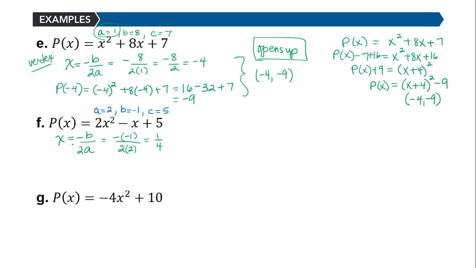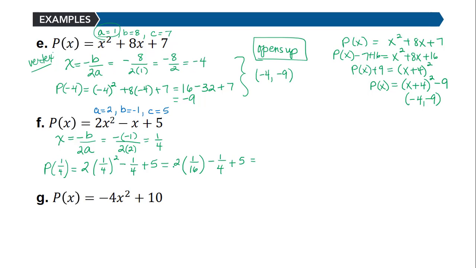Okay, so back to part F. So we found the x value is 1/4. To find the y value of the vertex, we have to find p of 1/4. So this would be 2 times 1/4 quantity squared minus 1/4 plus 5. Well, 1/4 squared gives us 1/16. So we have 2 times 1/16 minus 1/4 plus 5.